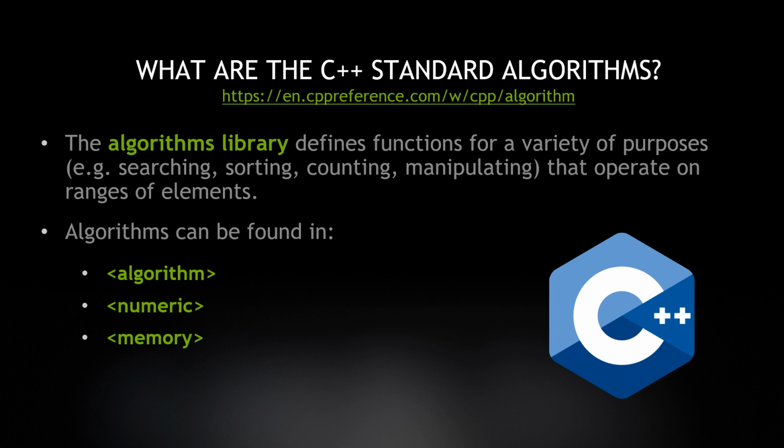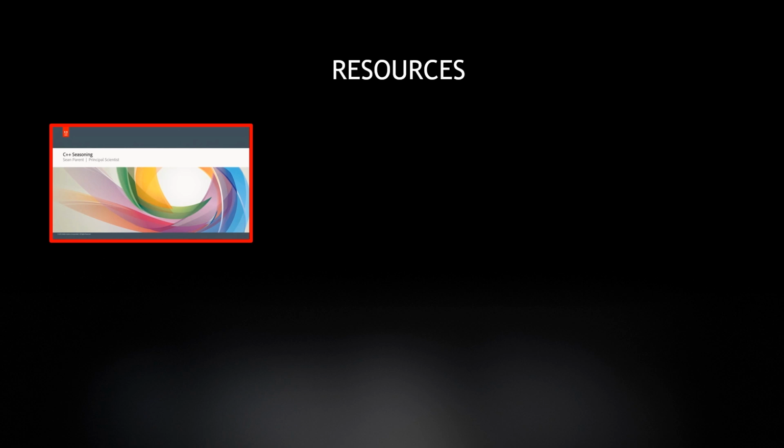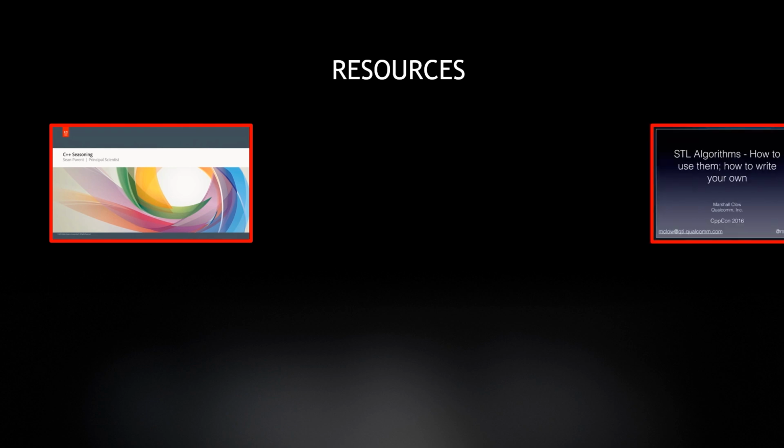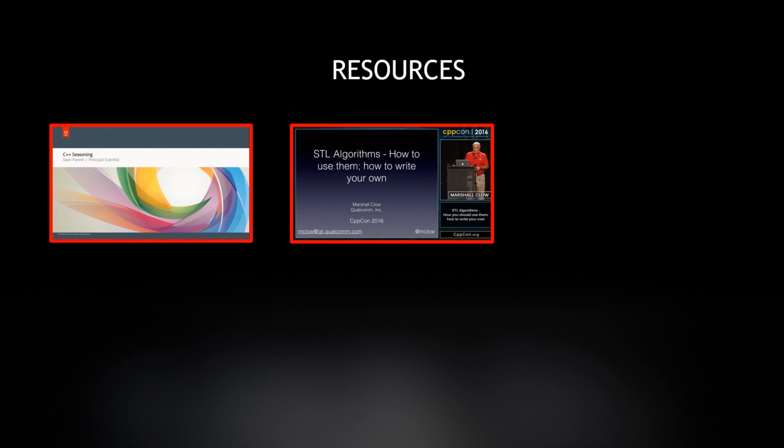If you would like further resources to learn about Thrust algorithms or C++ algorithms, I can point you to several videos. The first one, C++ Seasoning in 2017, was given by Sean Parent. This is one of my favorite talks of all time, and I can't recommend it highly enough. The first third of it focuses on algorithms and why you should avoid raw loops. The second is a talk by Marshall Clow, who is one of the implementers of libc++, which is the library that ships with Clang.